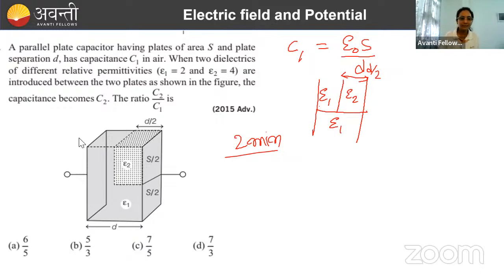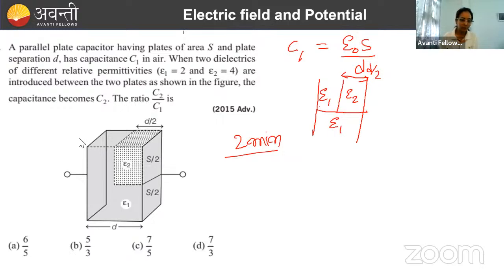Now, what will be the C equivalent of this capacitor? It is asking about C1 and C2. C1 was the capacitance of the capacitor without dielectric, and C2 is the capacitance of the capacitor when dielectrics are added in this manner. So we need to calculate the final capacitance first to calculate the ratio. Let's see what is happening here.